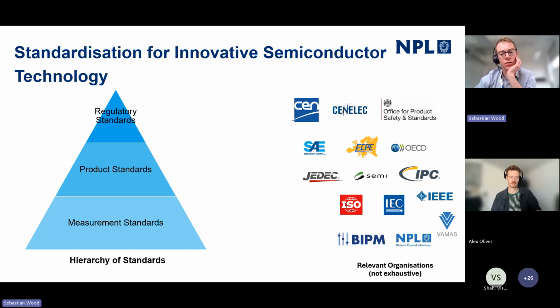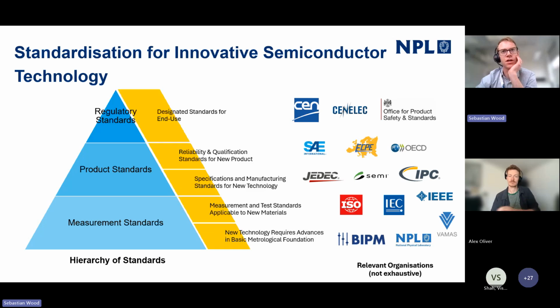So the challenge is for innovators: how can they engage with this existing body of standards? And the way it works is that you're adding on to the side at each level. So if you want to bring a new semiconductor technology into this existing landscape, then at the bottom you need to have the basic metrological foundation.